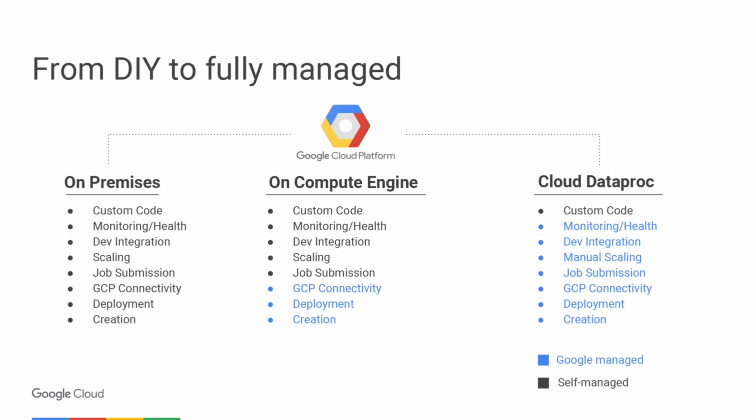So typically when you run Spark and Hadoop on premises, you're responsible for almost everything. You have to create the cluster, you have to manage your code, you have to babysit resources, hardware, capacity, utilization, all of that. When you take the next step and just move that cluster from on-premises to a cloud, you give up a whole lot of work.